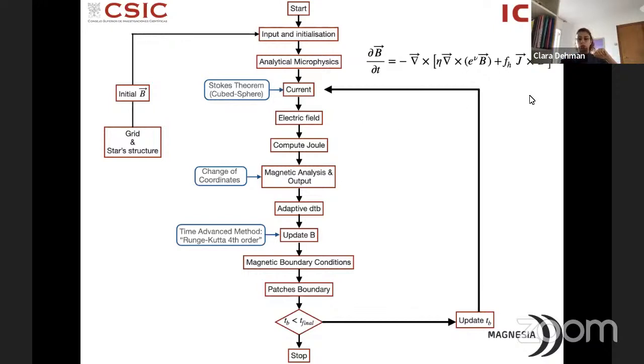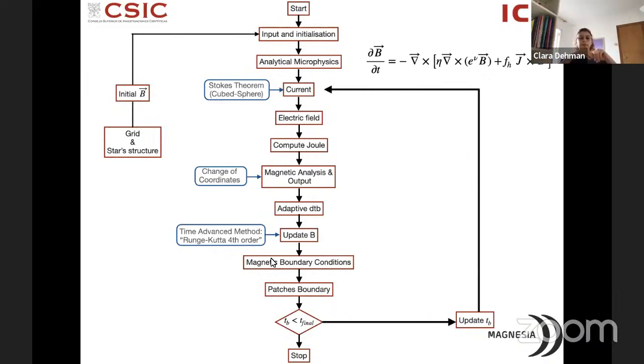Then in order to solve this equation, we need to consider some time step, the magnetic time step. We choose the magnetic time step in order to advance in time, and we use some time advance method to calculate the magnetic field at the new time. Our time advance method is the Runge-Kutta-4 method. And now we update the magnetic field, and we have the magnetic field at the new time.